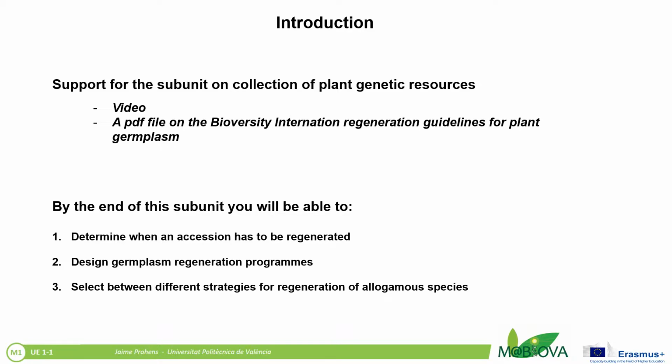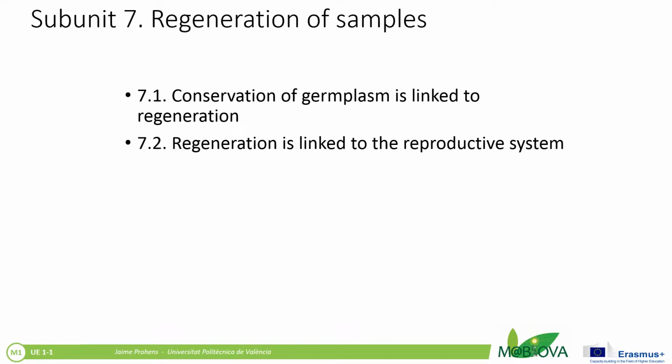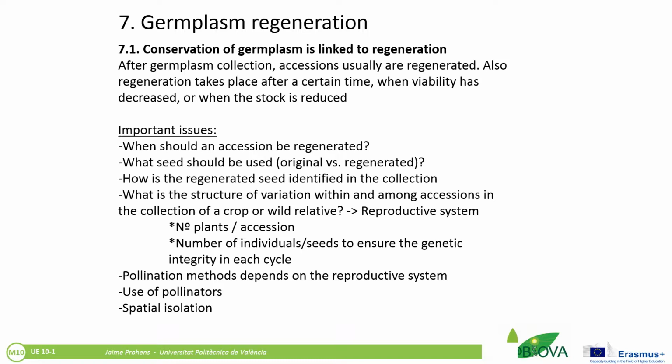By the end of this course, you will be able to determine when an accession has to be regenerated, to design a germplasm regeneration program, and to select between different strategies for the regeneration of allogamous species. The subunit is divided into sections. A first one stressing that conservation of germplasm is linked to regeneration, and the second one emphasizing that regeneration is linked to the reproductive system.